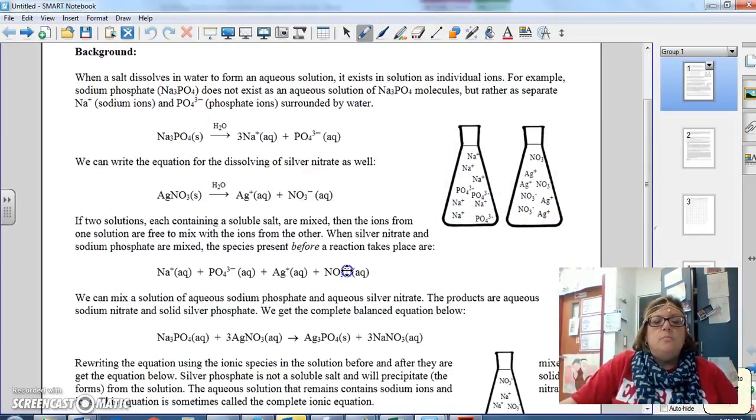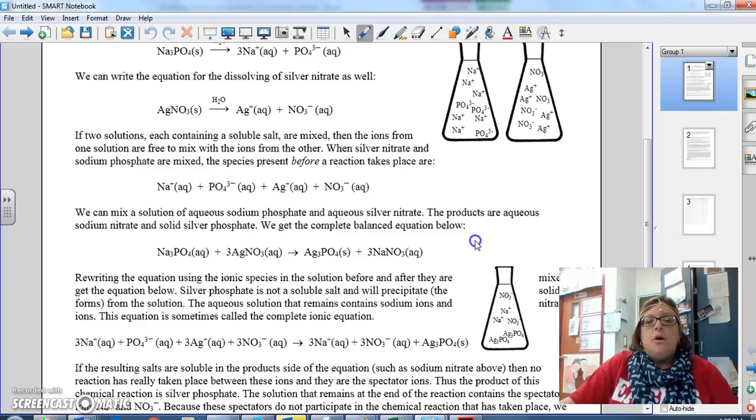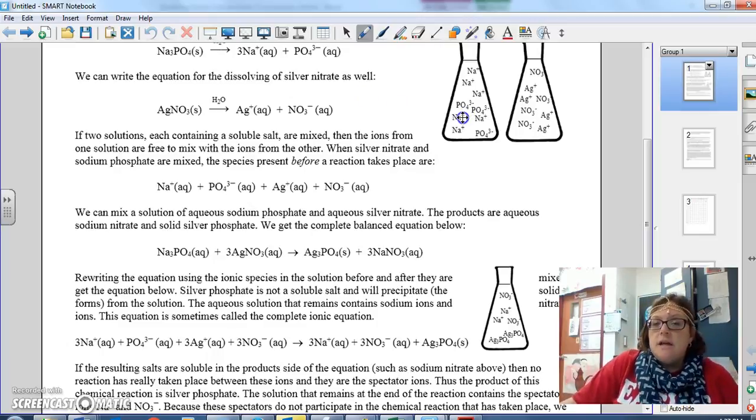In this first part, it talks about sodium phosphate dissolving. And you can see sodium phosphate dissolved in water. You have sodium ions, you have phosphate ions. Silver nitrate dissolved in water. You have silver ions and nitrate ions. We talked about polyatomic ions on Monday, or we will talk about them on Monday. And they just act like groups of junior high girls. They stay together. They are covalently bonded with a charge.